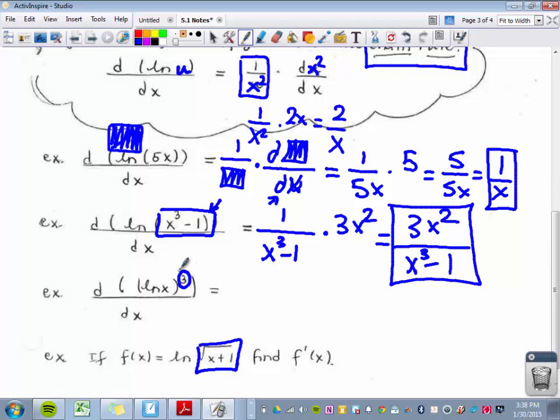Okay, this is kind of flipping it. So this is the most outside part of this composite function, and this is the next part, and that's the most inner part. So let's take the derivative of this outside. So we're going to get 3 times the natural log of x. And the derivative of the inside, natural log of x, is 1 over x. And this would simplify to be 3 natural log of x over x.